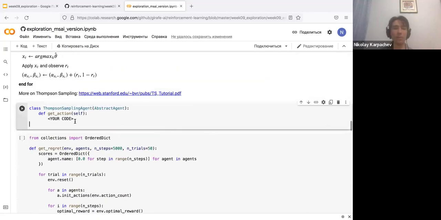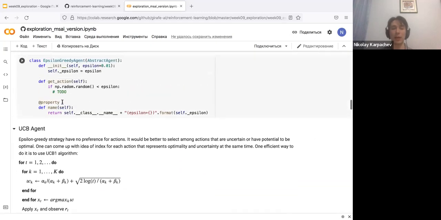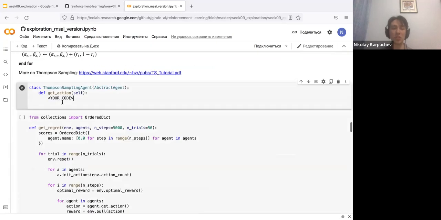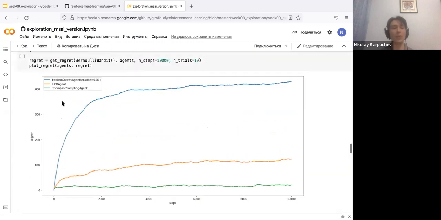So the first thing is to implement these three exploration strategies and then compare them. Here is a hint of what they should look like in the correct implementation. Epsilon greedy will have the highest regret, UCB will be better, and Thompson sampling will be even better.